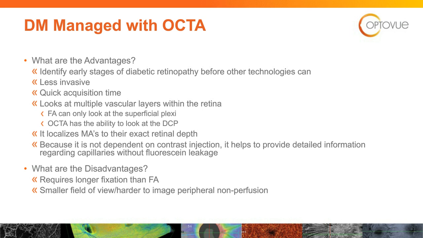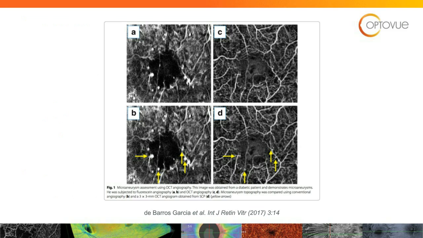The number of identified MAs was less than in studies with fluorescein, as I talked about earlier. This was a study looking at the number of MAs identified in a fluorescein angiogram on the left versus in an OCT angiogram on the right. And you will notice that it's not as many MAs in the OCTA images on the right. However, remember that it can image at different layers in the retina versus just that one layer with a fluorescein angiogram.